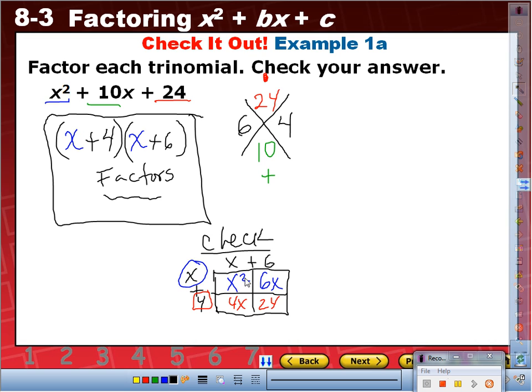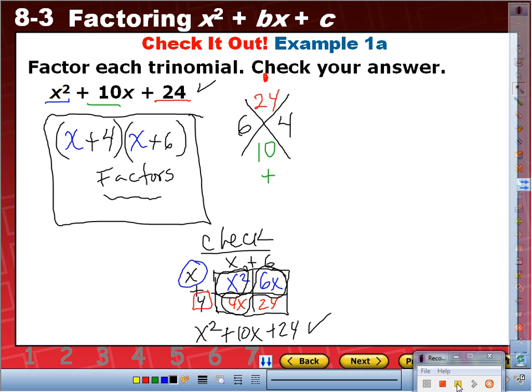Do I have any other x squares? No, I bring that down. X squared. Can I combine like terms? Yes. That becomes 10x, and I bring down the plus 24. Is that the same that I started with? Yes. Got it? Yes? Question?